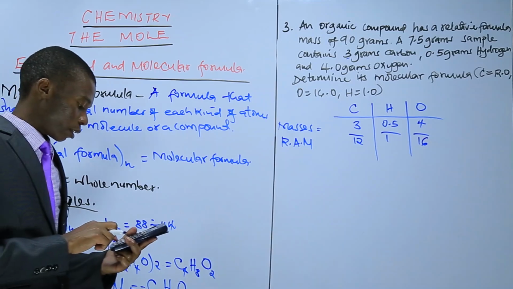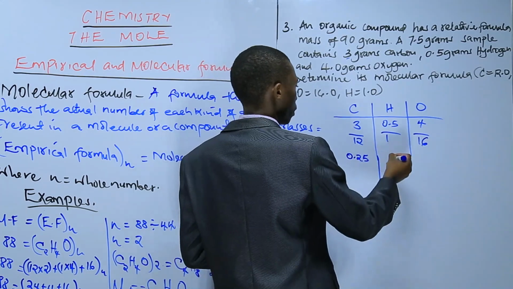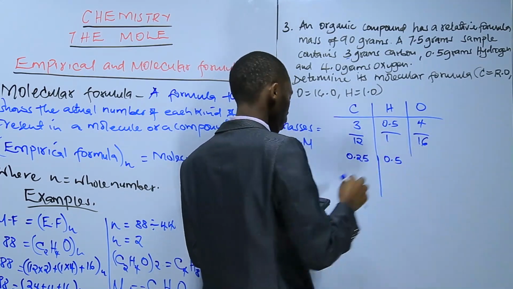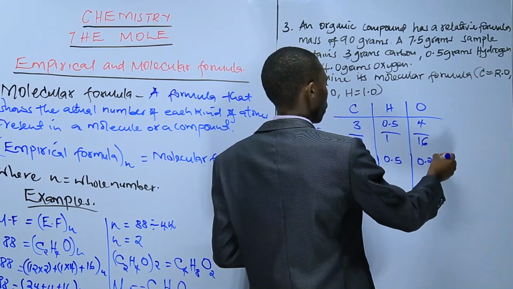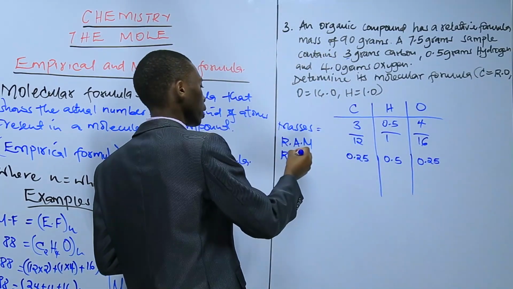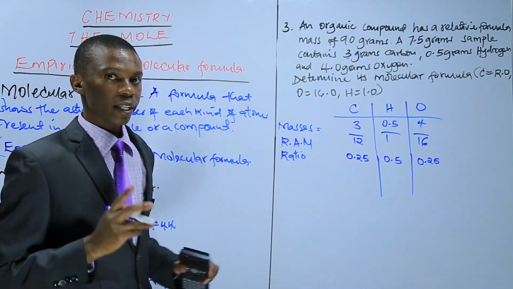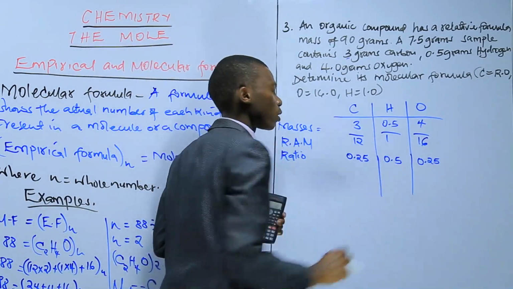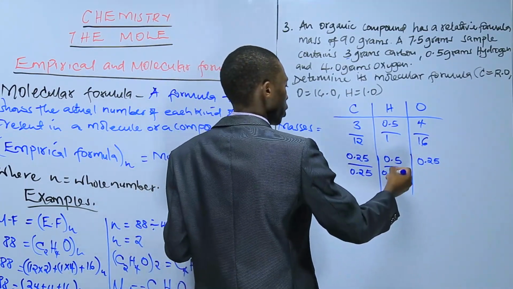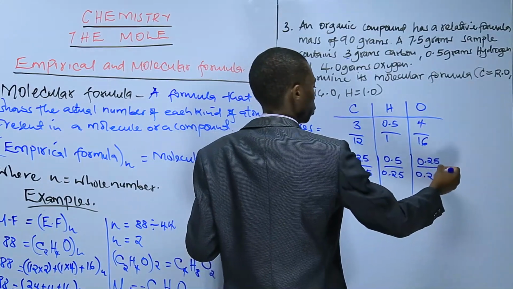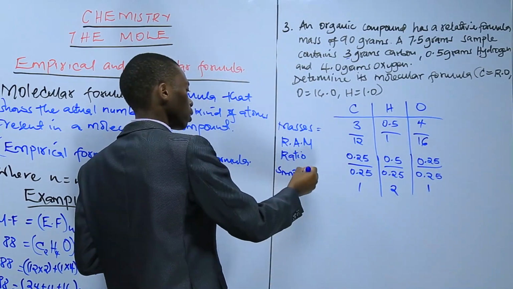If you divide 3 by 12, this will give you 0.25. 0.5 divided by 1 will give you 0.5. And 4 divided by 16 will give you 0.25. This is the ratio in which the 3 elements combine. Therefore, you divide by the smallest of the 3, which is 0.25. So divide all of them by 0.25. This is 1, you get 2, you get 1. Therefore, this is the simplest ratio.